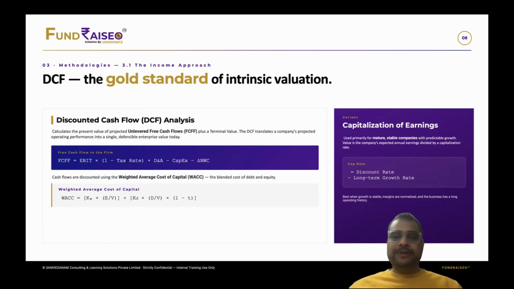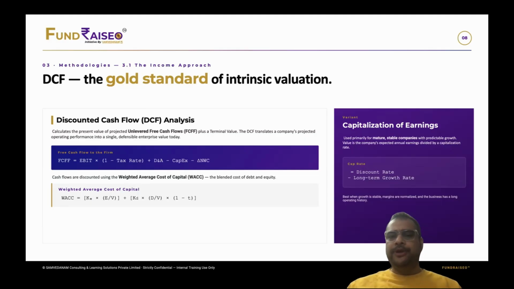So what do we do in this methodology? Value is nothing but the company's expected annual earnings divided by a capitalization rate. And the capitalization rate is nothing but your discount rate, which you're using, minus the long-term growth rate. And the long-term growth rate in mature companies usually becomes more or less constant, which we have seen ideally to vary between 3 to 5%.